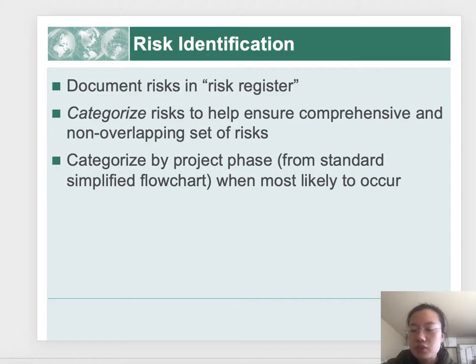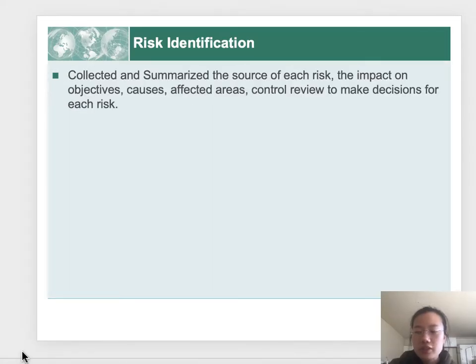Categorize by project phase where they are most likely to occur. We collected and summarized the source of each risk, the impact on objectives, costs, affected areas, and control review to make decisions for each risk.